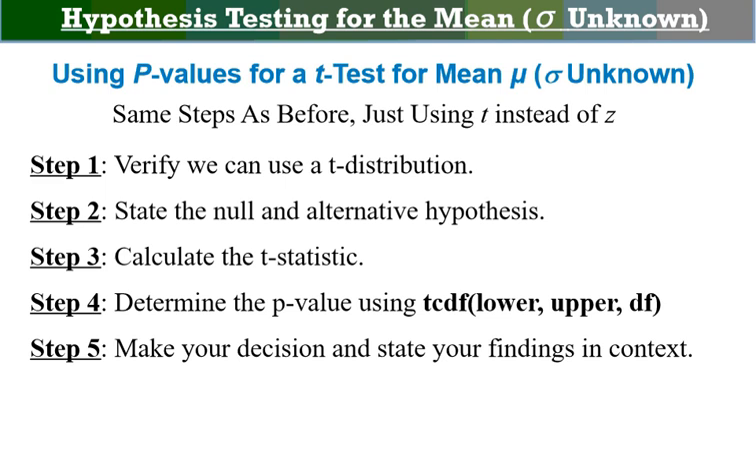Our steps are as follows. They're the exact same steps as before. We're just using t instead of z in step 3, and then doing t-CDF instead of normal CDF. So step 1, verify we can use a t-distribution. Step 2, state the null and alternative hypothesis. Step 3, calculate our test statistic. Step 4, calculate the corresponding p-value, and then interpret our decision, whether we're going to be using a comparison to a confidence or significance level, or if we're going to be interpreting p-values.